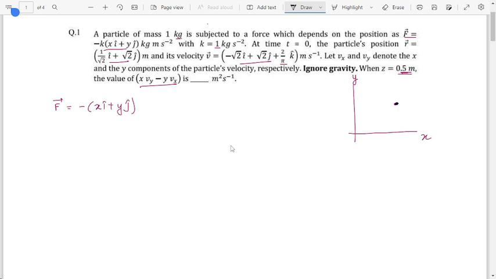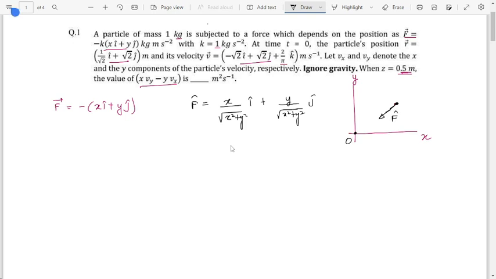Then you can carefully see that this force is passing through this point. If you take the unit vector of this, what will be the unit vector? So f cap will be x upon root of x square plus y square i cap plus y upon root of x square plus y square j cap, right? And since it is negative also, it will be directed towards this origin. So I hope you realize that if the particle was in the xy plane, then this force would have been directed towards the origin, correct?